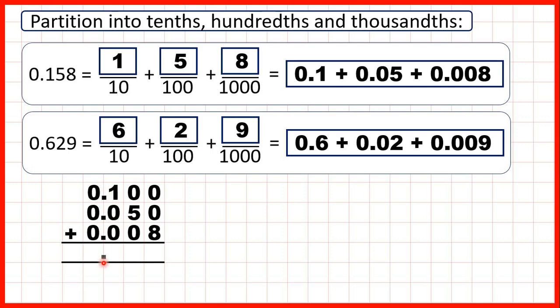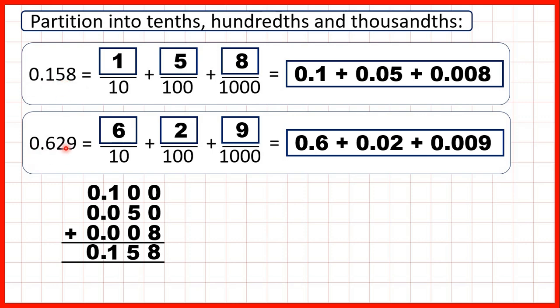So now we copy the decimal point down into our answer so that the place values in our answer are lined up as well. And now 0 plus 0 plus 8 is 8, 0 plus 5 plus 0 is 5, 1 plus 0 plus 0 is 1, 0 plus 0 plus 0 is 0. And you can see that when we add the partitioned numbers, we get the number that we started with.